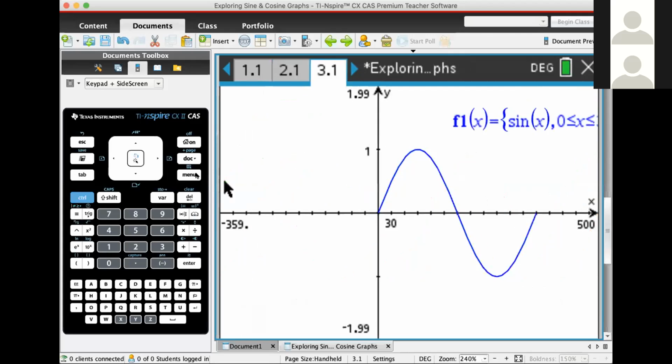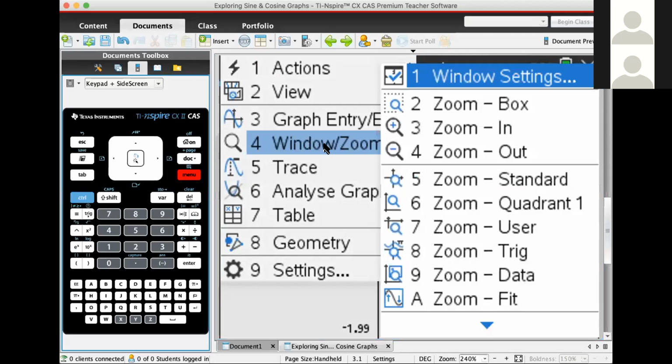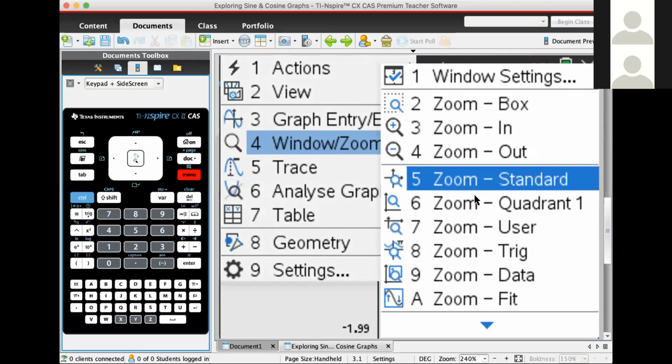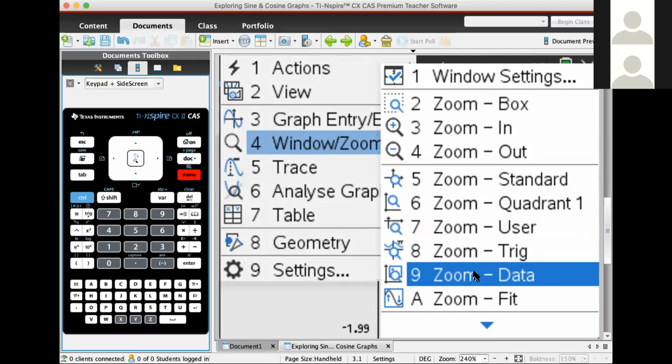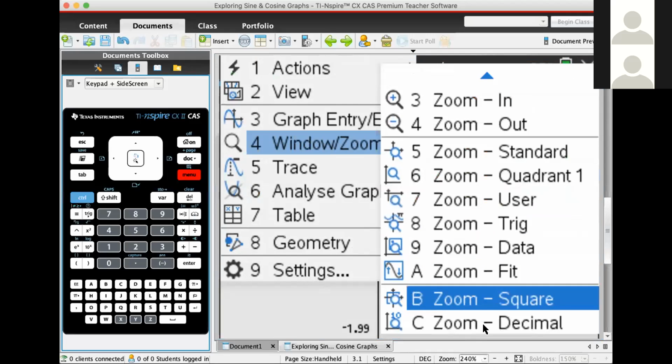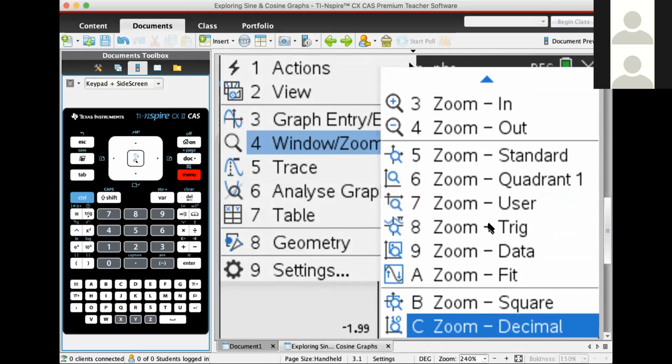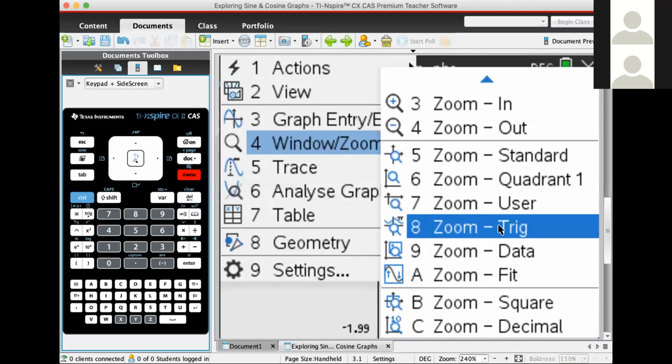So there are some presets on the window Zoom. There's Zoom standard, Zoom quadrant, and Zoom data. If you're doing a data plot, Zoom fit is there. There's also Zoom trig. Can you see that? If it's a trig oriented graph, you can even use that. You could try these things.